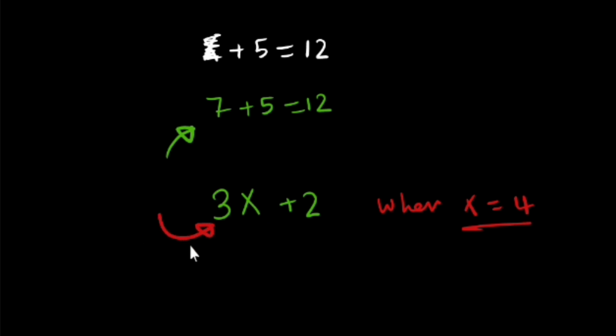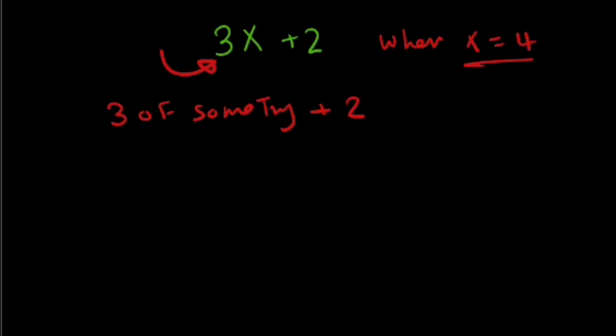What is the meaning of 3x? 3 of something, right? 3 of something plus 2. And as we took in pre-algebra, the same, of means times. So 3 times something, I don't know, something here, plus 2, right? Right, okay.